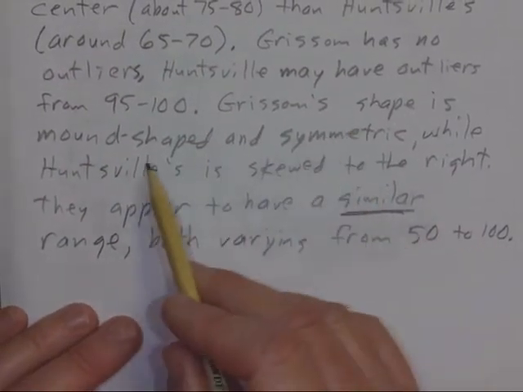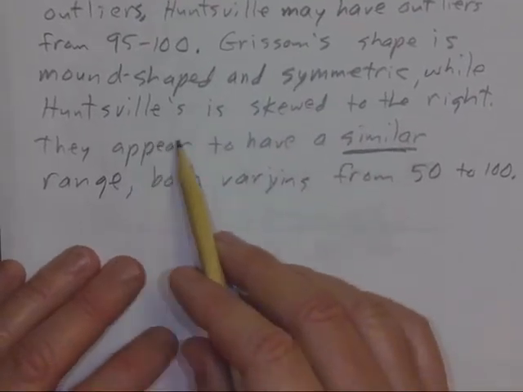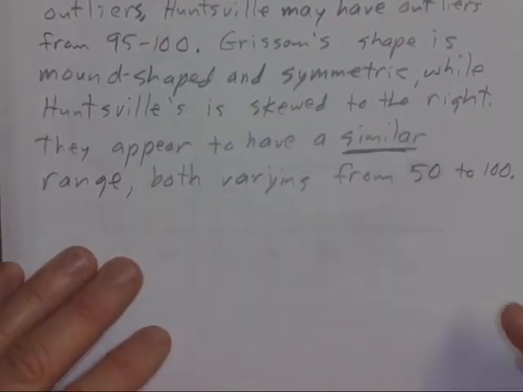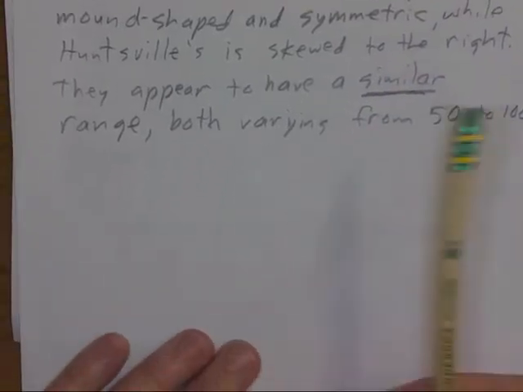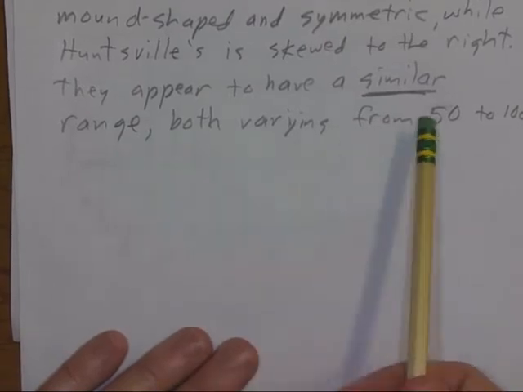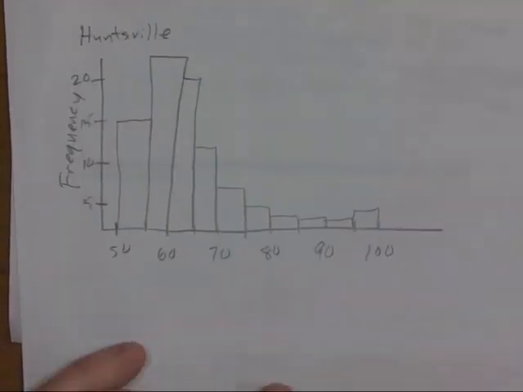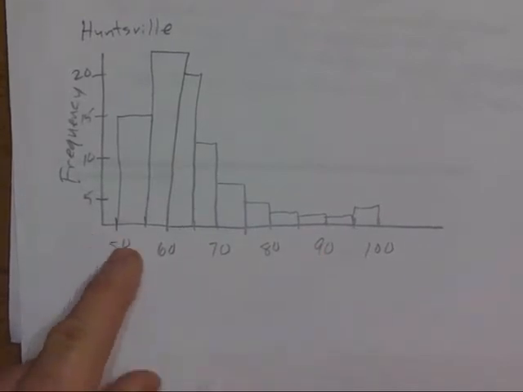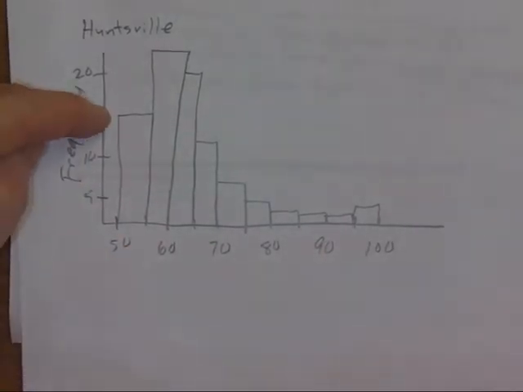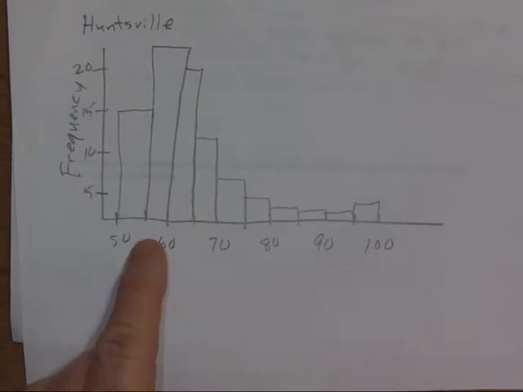All right, Grissom's shape is mound-shaped and symmetric, while Huntsville's shape is skewed to the right. Okay, and so in general for outliers and for shape, like I said, you don't have to have comparative phrases. And they both have a similar range, both varying from 50 to 100. We don't know the exact values here. We do know that Huntsville High has 15 numbers that are somewhere between 50 and 55.